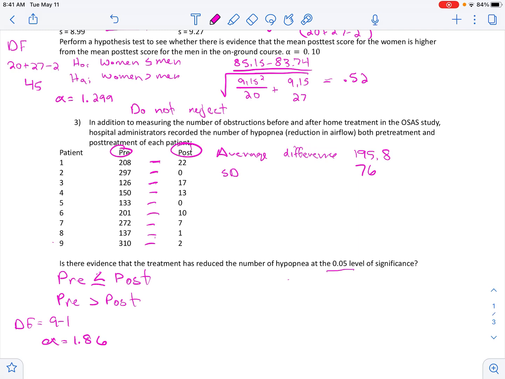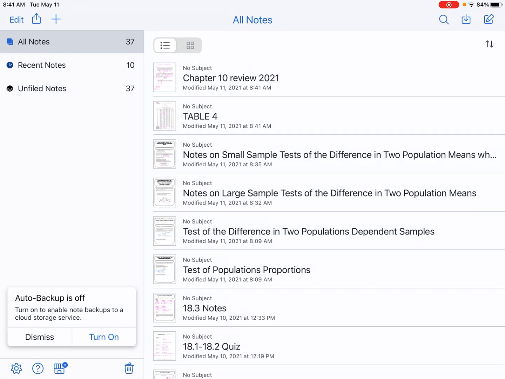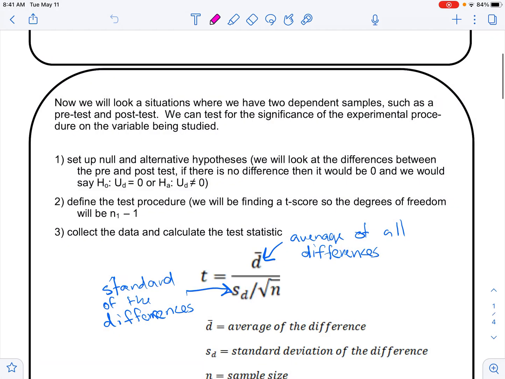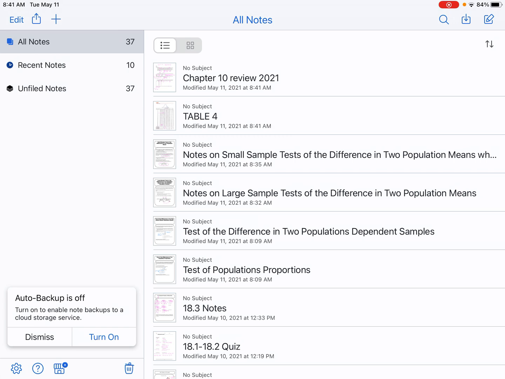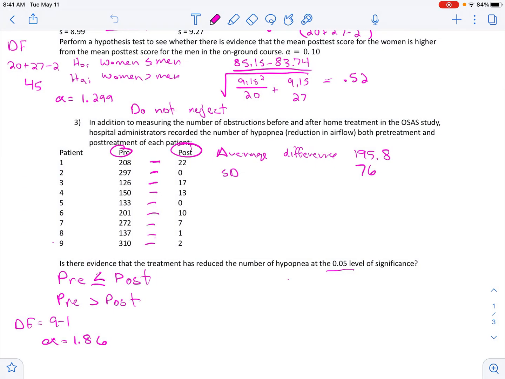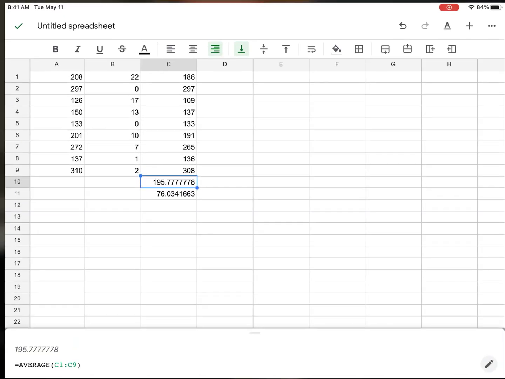Okay, and now we go ahead and do our test. Again, I'll show you our test. So we're using this one, the average difference of the average of all the differences, which is what we found, the standard deviation of the differences, which we found, and our sample size. So we're going to come through here and do 195.8 divided by the standard deviation divided by the square root of 9. And so we plug that into our calculator.